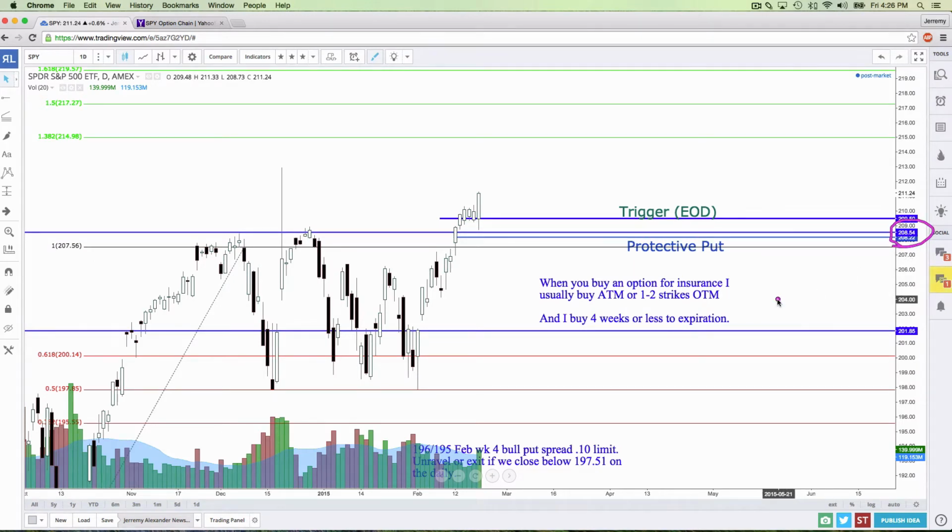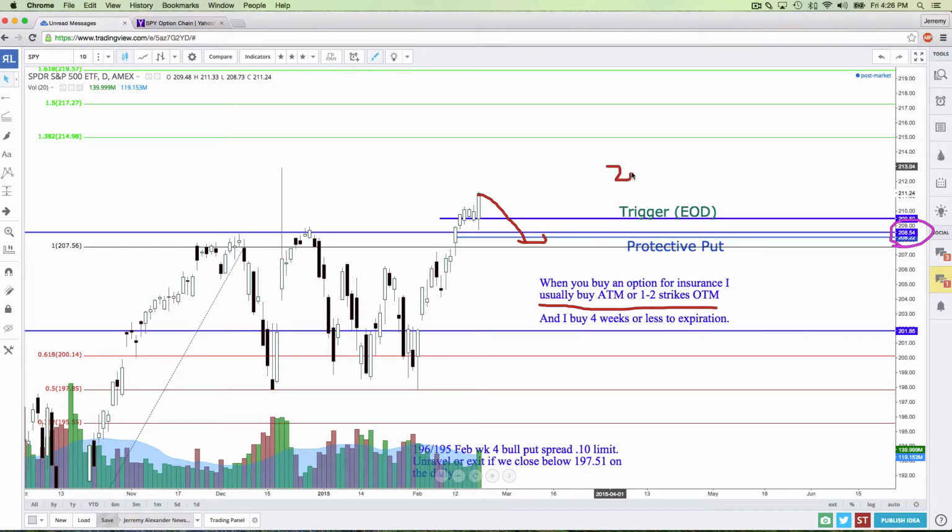That is the particular price where I will trigger in buying the actual put. So the stock comes down, boom, hits 208.22. I hop into a protective put. What put do I buy? Well, I buy 1 to 2 strike prices out of the money or at the money.